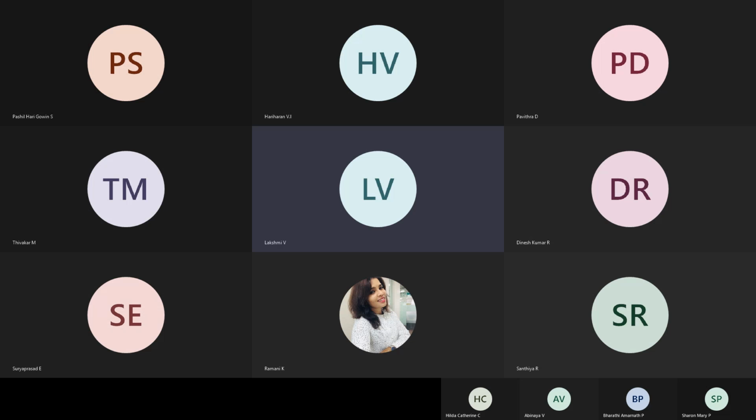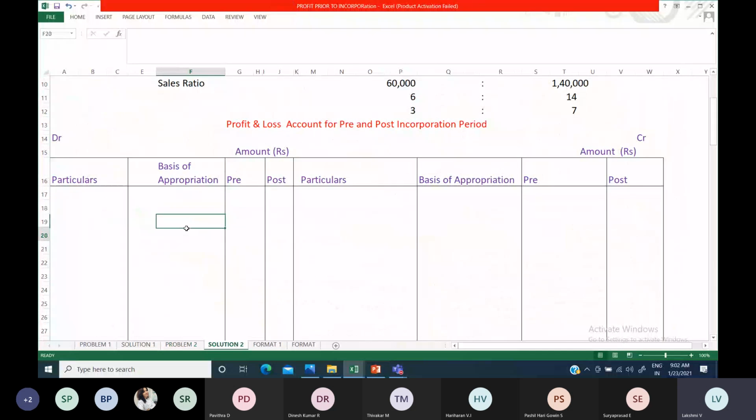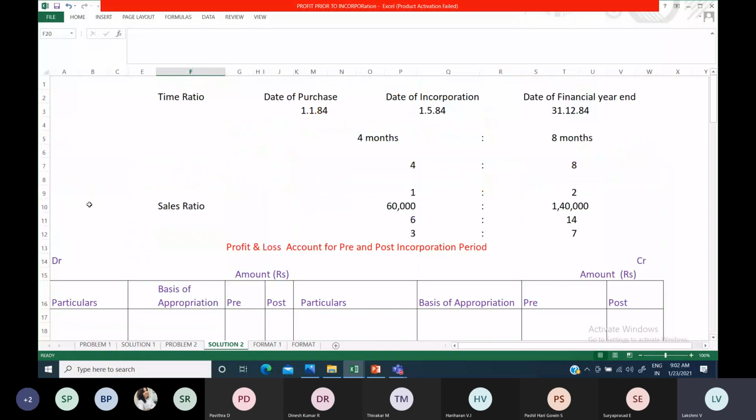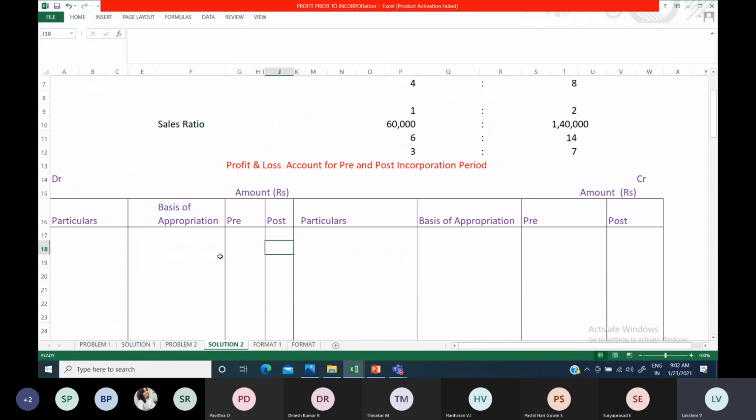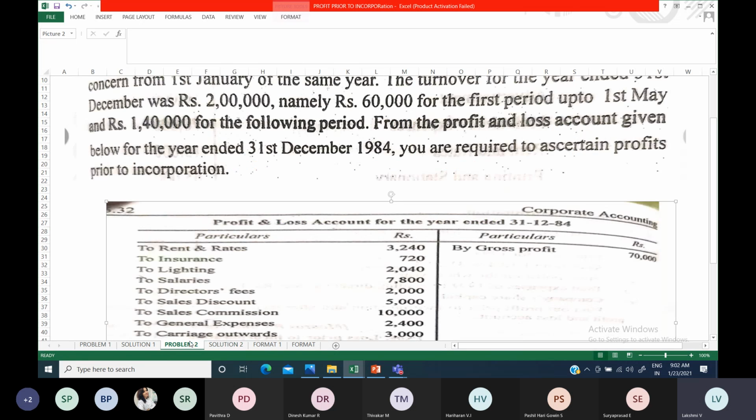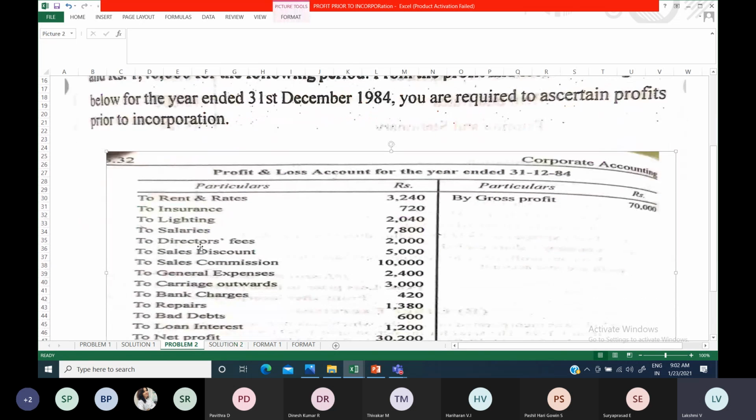Okay, so the continuation of that only we are going to discuss now. Already we discussed how to calculate time ratio and sales ratio for that problem. After completing that, we can prepare the profit and loss account for the pre-period and the post-period. You have to mention what details they have given. You have to look over the entire problem.